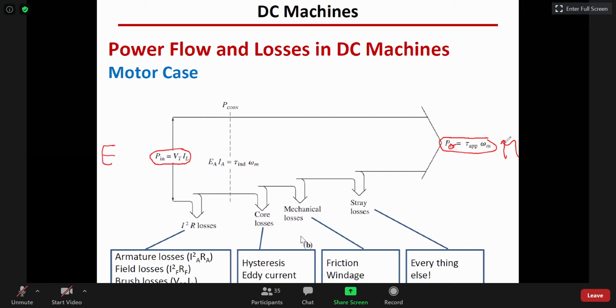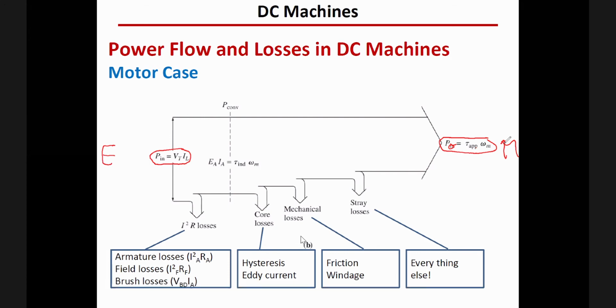Between the input and the output, we have losses, similar to a transformer, of course. But here we have two types of losses. One side is electrical losses. The other side is mechanical losses. And between them is what we call the developed or converted power.